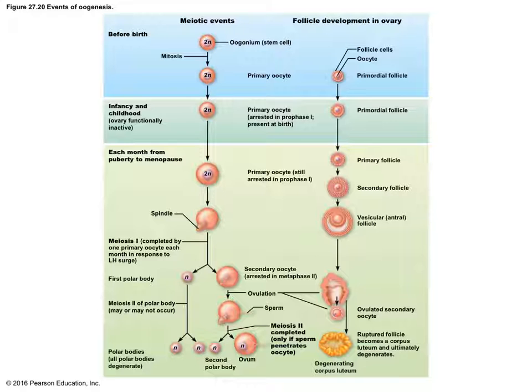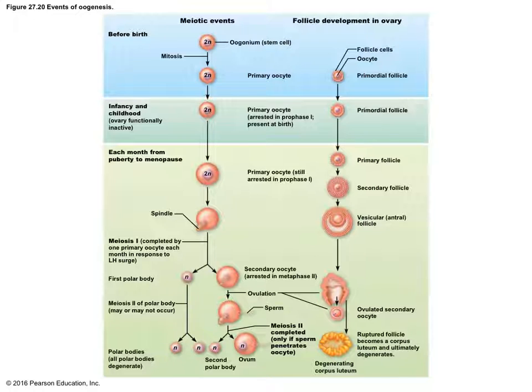This figure correlates the events that are occurring with the oocytes and the follicles that are surrounding and nurturing and supporting the oocytes. So before birth, the oogonium, or the stem cell, is going to divide mitotically to give rise to the primary oocyte, which is within the primordial follicle, and that's still a diploid cell. It arrests at prophase 1, so it hasn't completed meiosis 1, and it's still a diploid cell, and it's still contained within the primordial follicle until she reaches puberty.